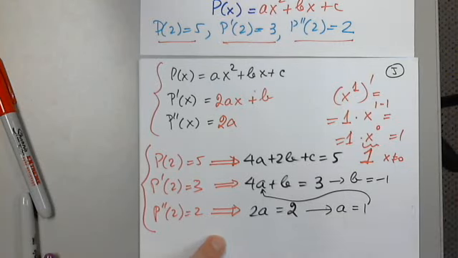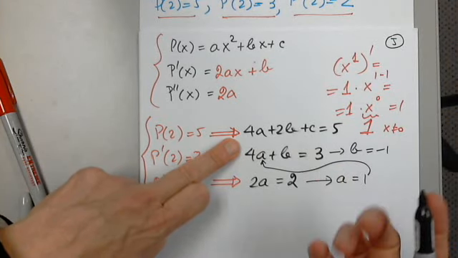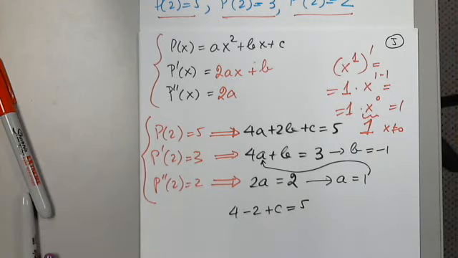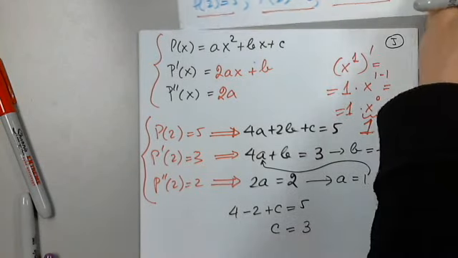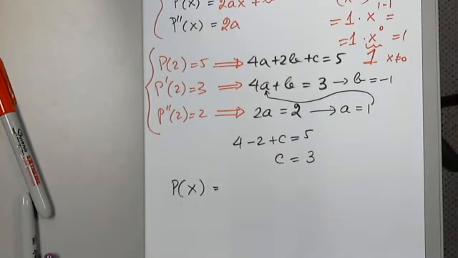Very good. So now let's look at the first one, in which I replace a by 1 and b by negative 1. So 4 minus 2 plus c equals 5. So this is 2, and I bring it to the other side, so c equals 3. Yes. So what is the only polynomial of degree 2, or quadratic, that fulfills all the given conditions?